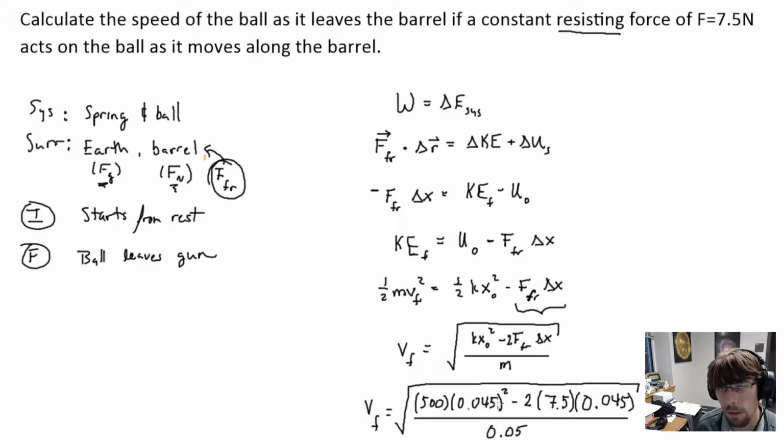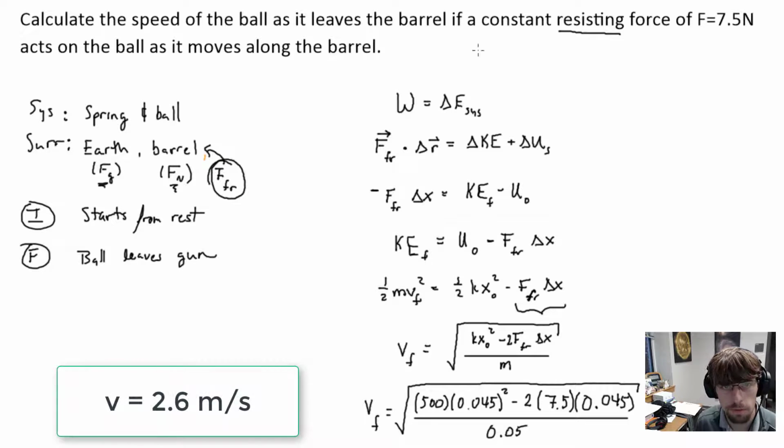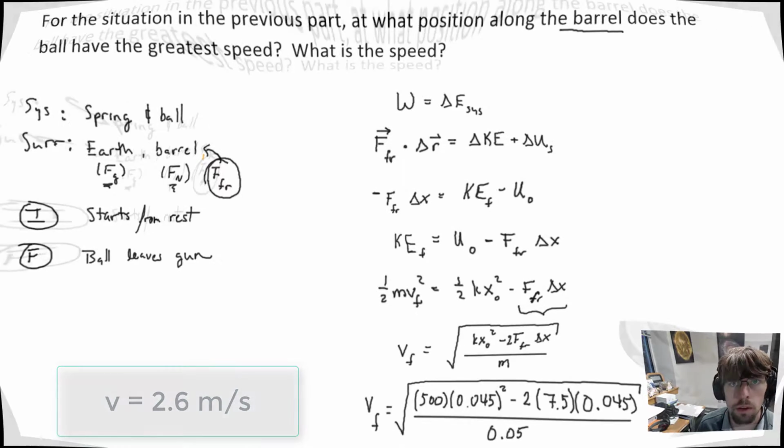Now, unless I botch something, which is perfectly possible, I got something like 2.6 meters per second. So instead of the 4.5, we're now down to about 2.6 meters per second because of this retarding force as the ball travels down the barrel. Okay. Let's go ahead. I'll pause and get the next question up.